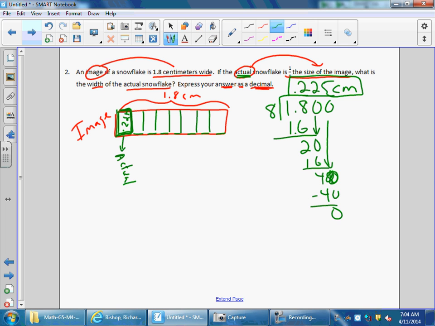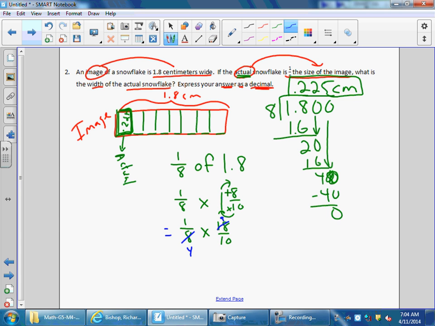The other way I could have looked at it is that I'm looking at an expression of 1/8 of 1.8. We could have turned that into a multiplication of 1 and 8/10, which turns into 1/8 times 18/10. I can cross simplify by dividing by 2. And I would end up with 9/40.